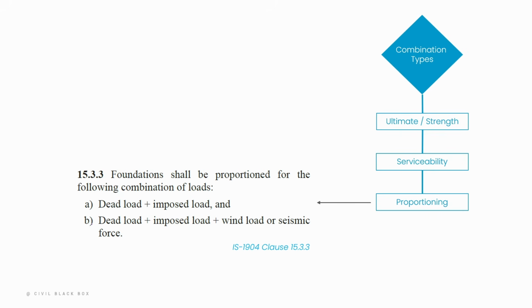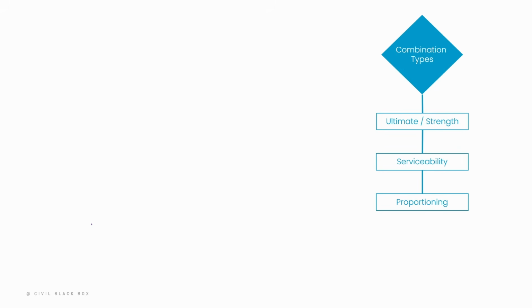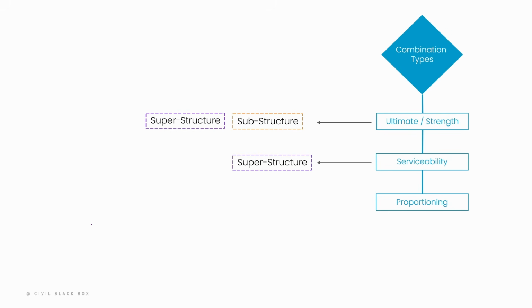Again, we'll be going through very much detail of what these values are. All in all, for the ultimate combination types, we are working not only with the superstructure, but the substructure as well. And this comes from IS 456. For the serviceability part, we are just working with superstructure. And for the proportioning part, we are working with the substructure. This comes from IS 1904. Again, do not worry, I'll be going through each of them one by one.